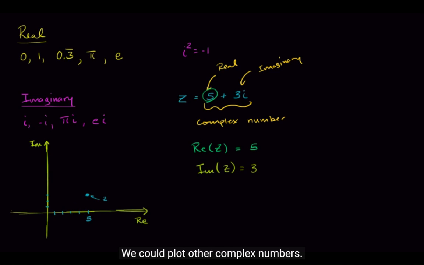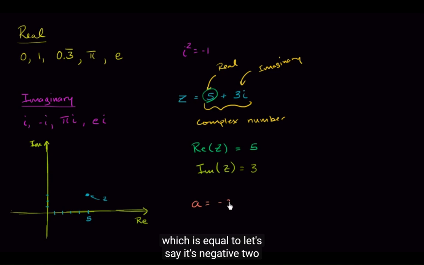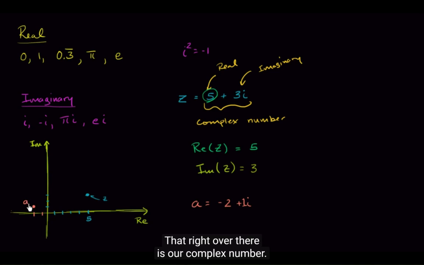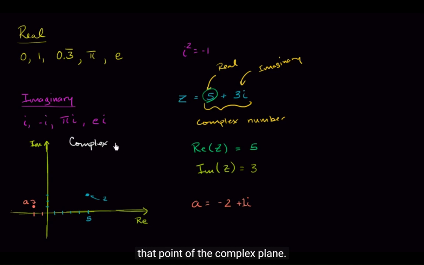We could plot other complex numbers. Let's say we had the complex number a, which is equal to negative 2 plus i. Where would I plot that? Well, the real part is negative 2, and the imaginary part is, you can imagine this is plus 1i, so we go 1 up, and it's going to be right over there. So that right over there is our complex number a, at that point of the complex plane.